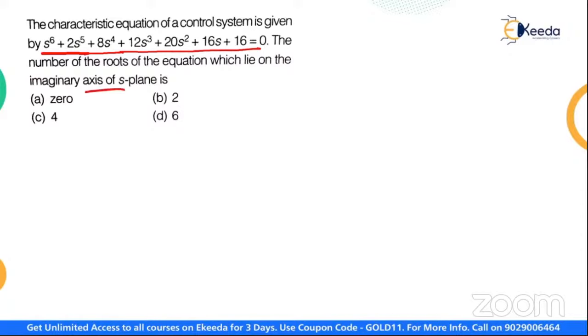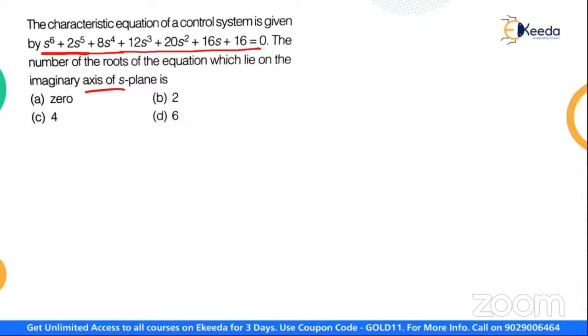Please tell me, what will you use first? What will you be using? Yes, you have got only one single option. That is nothing but Routh-Hurwitz criteria. Rather, Routh's array is what you are supposed to be using. Let us see.